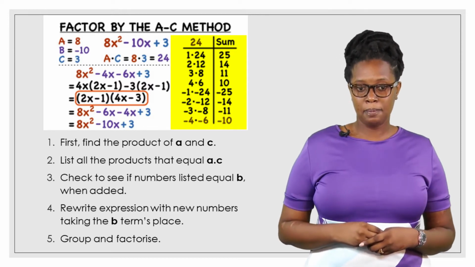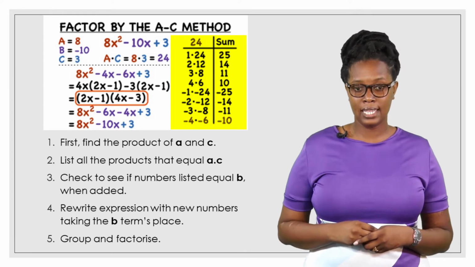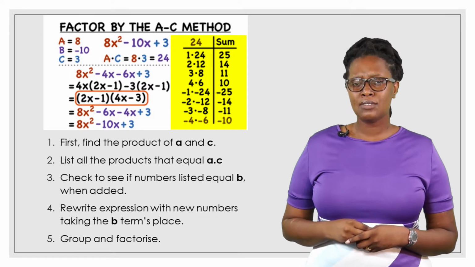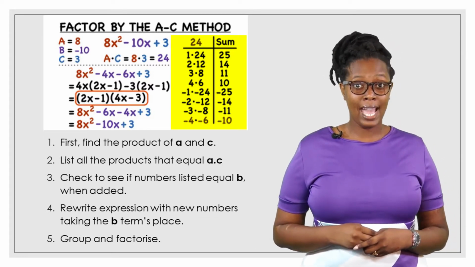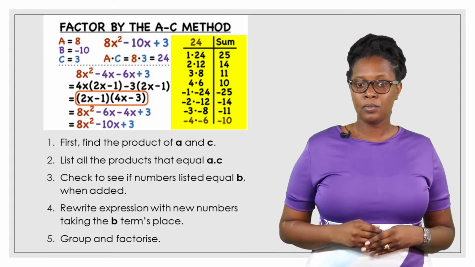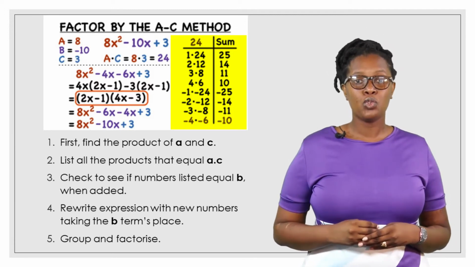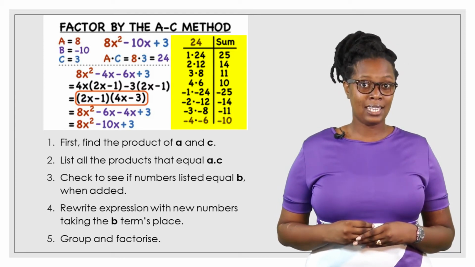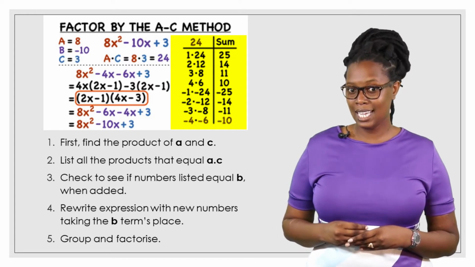For the third step, we have to check to see if the numbers listed equal b when added. So the b term is negative 10. From the list of all the factors that we have, we need to see which pair, when we add it, would give us negative 10. So we're going to start from the top. 1 and 24, when we add them, we get 25. 2 and 12, when we add them, we get 14. 3 and 8, when added, gives us 11. 4 and 6, when added, gives us 10.